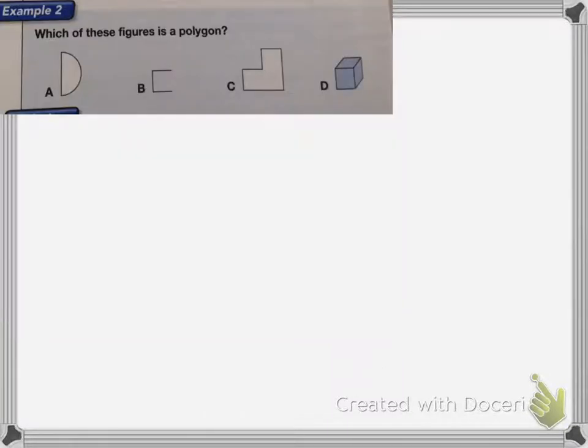Okay, this next one is, which of these figures is a polygon? Now remember, a polygon has to be enclosed, and it has to have straight sides, and it has to be flat. So it cannot be three-dimensional. So this A has a curved side, so it can't be A. B is not enclosed, so it's not a polygon. C is a polygon because it's got straight sides and the shape is enclosed, and then D is not because it's three-dimensional. So my answer is C.